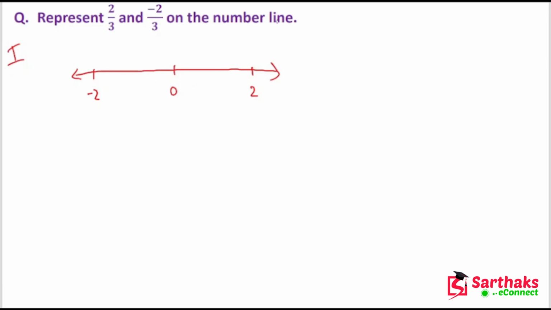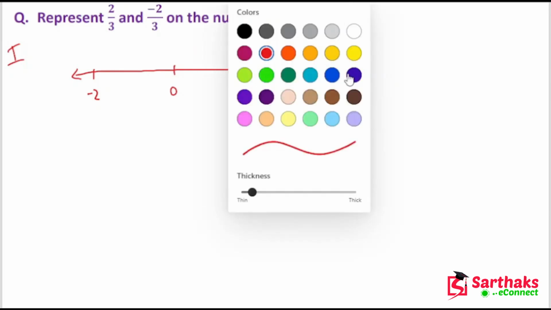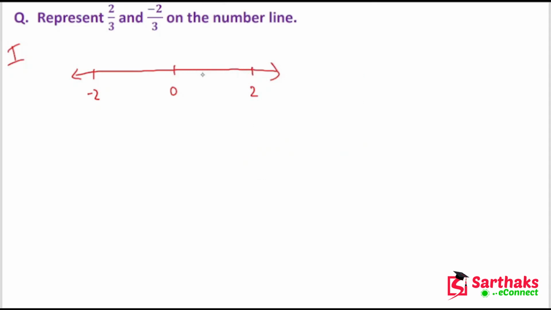Okay, so I have represented this. Now the method simply says that see the denominator and divide the space between 0 and 2 into 3 equal parts. Now for dividing it into 3 equal parts, you have to take 2 points. So we have placed 2 points here, right? Similarly, you can divide them into 3 equal parts. You will place 2 points here.